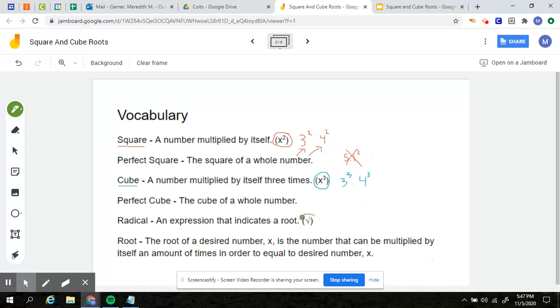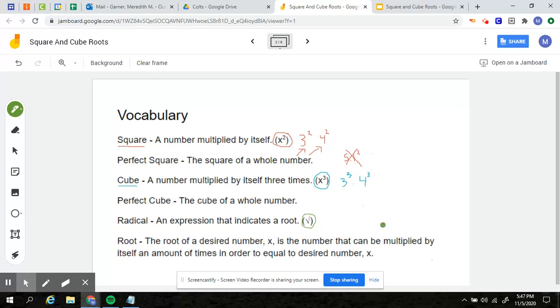A couple of new vocabulary terms: we have radical. This is what we call this. It looks like a check mark, and we will be calling that a radical. And then a root, I like to think of it as the opposite of the square or the cube. So you're trying to think of what number multiplied by itself can get you that number underneath that radical.